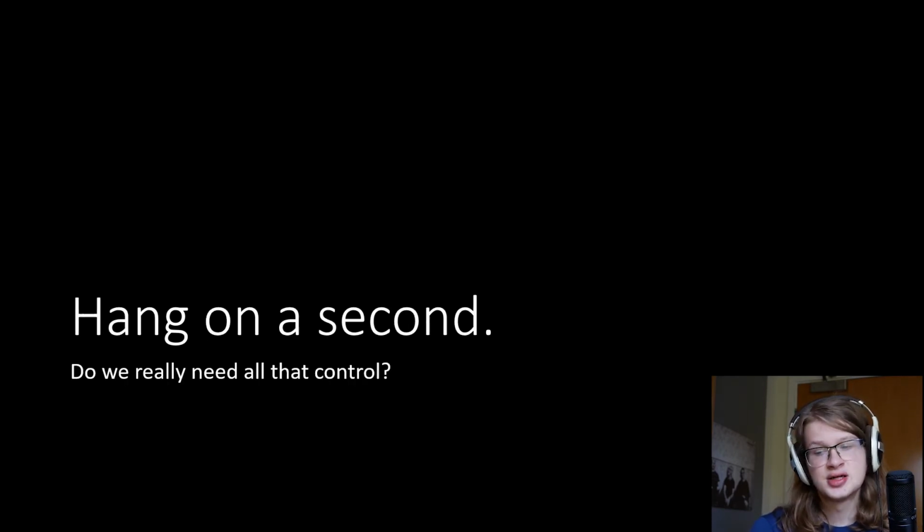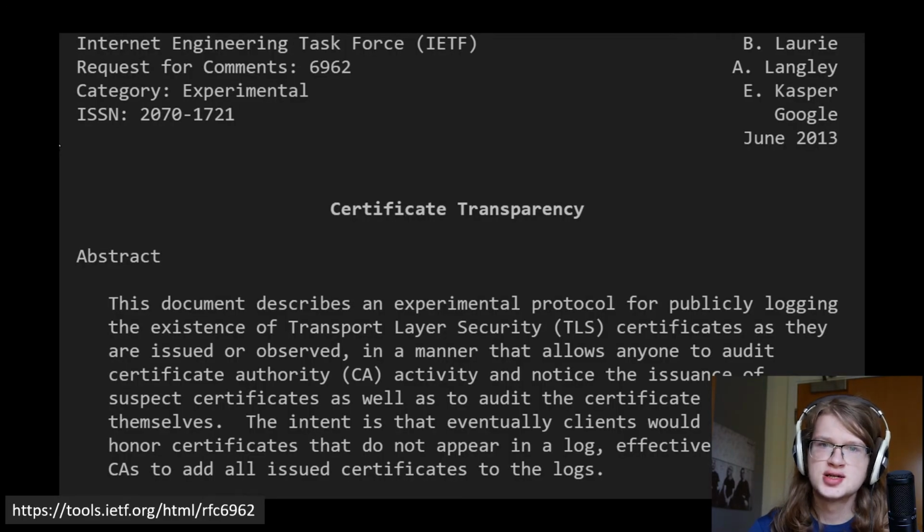But let's take a step back. Do we really need this level of control about which certificates can be issued to our site? Maybe just knowing about misissued certificates is enough so that we can take action. And this is where certificate transparency comes in. Certificate transparency, or CT, is a system originally designed by 3 Google security engineers with the goal of making it near impossible to issue a certificate for a website without at least someone knowing about it.